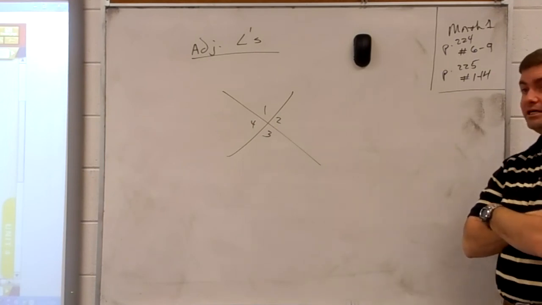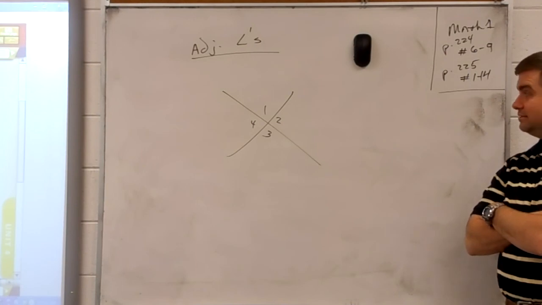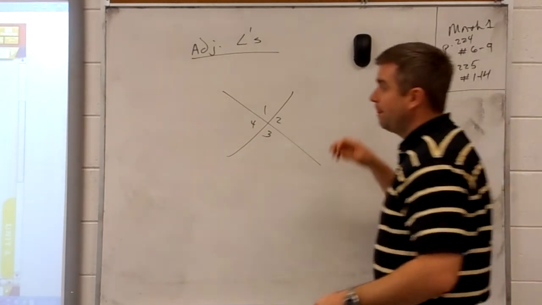Angle 1 and angle 2, adjacent. Angle 2 and angle 3, adjacent. Angle 3 and angle 4, adjacent. 1 and 4, adjacent. 2 and 4, not adjacent. 1 and 3, not adjacent. Okay? All right, let's move on.